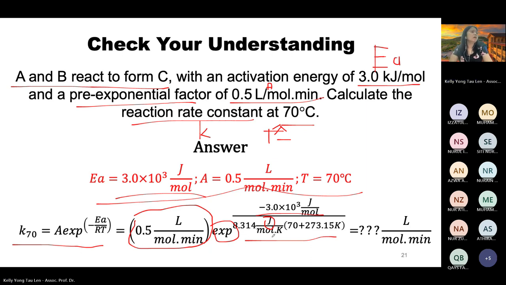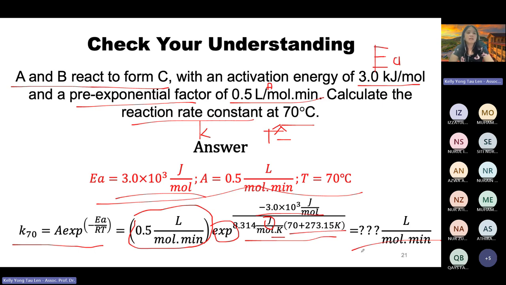Then your T, the temperature unit in your R, is Kelvin. So if the temperature in the question is given in Celsius, you have to convert into Kelvin by adding 273.15. You have learned this, right? To convert Celsius to Kelvin, I just add 273.15. Therefore, you can get the value of your K.